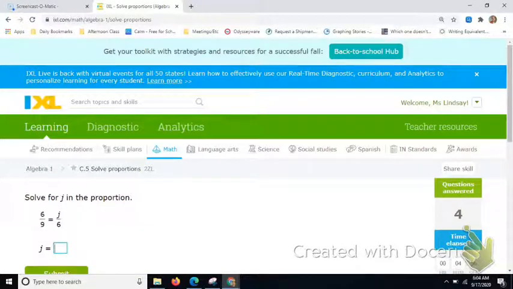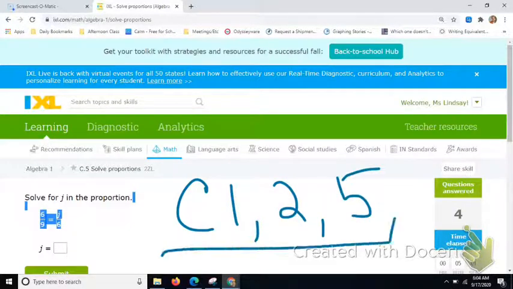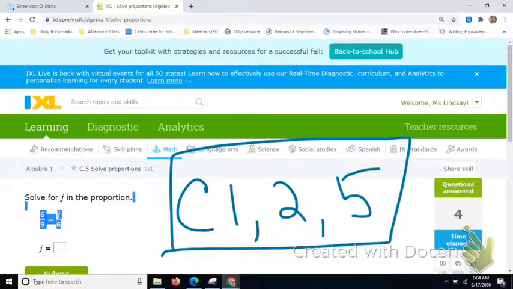All right. So in IXL, it's on the board, but C1, 2, and 5. C1, 2, and 5 are the 3 lessons in IXL.